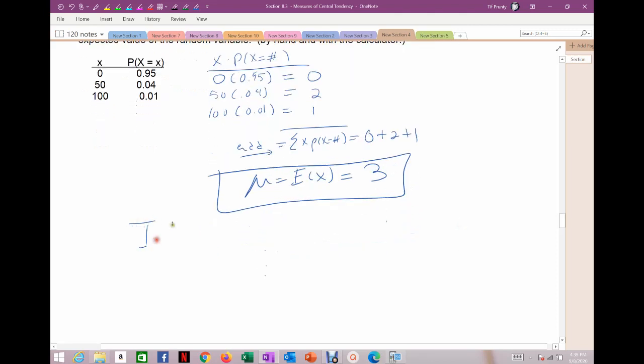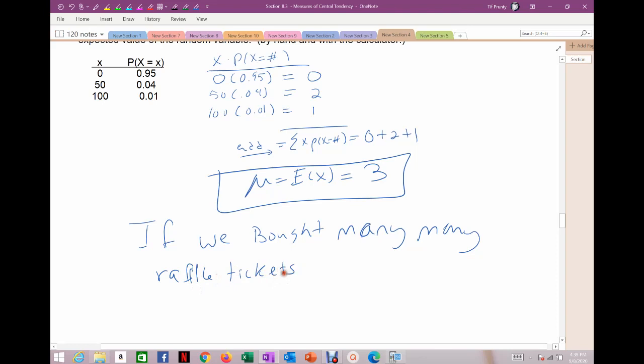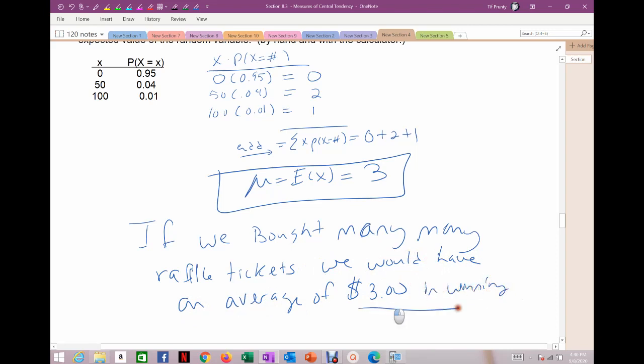Which means if we bought many raffle tickets, all right, not just one, we bought a lot. All right, many, large number, large set. The winnings would average out, the winnings and losses, to an average of $3 in winnings. Again, that would be the average.